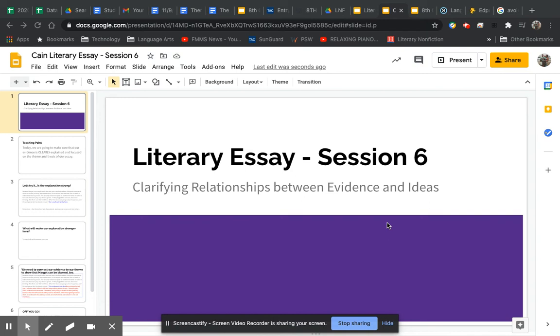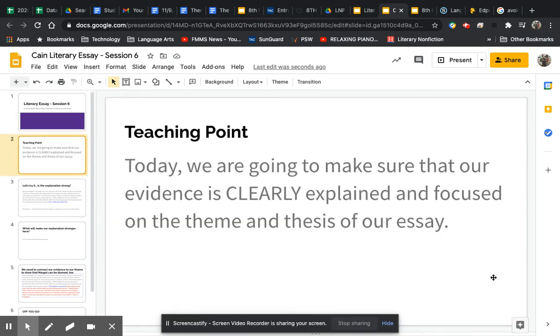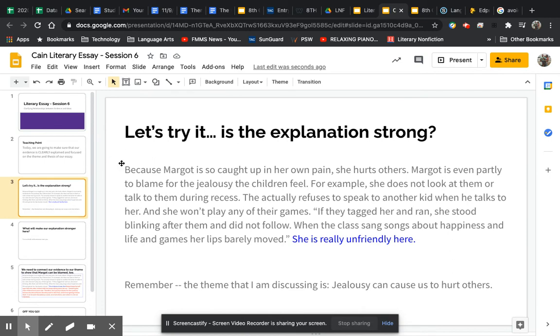Okay, today for lesson 6, what we are looking at is our evidence and explaining that evidence. We are going to make sure our evidence today is clearly explained and that it focuses on theme and your thesis statement. So basically, everything has to match.